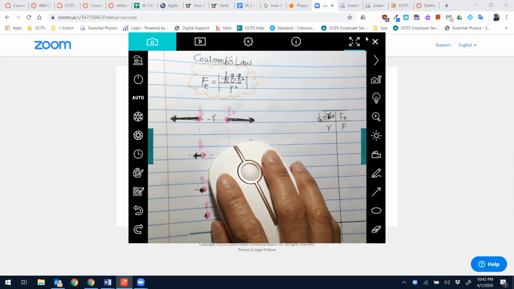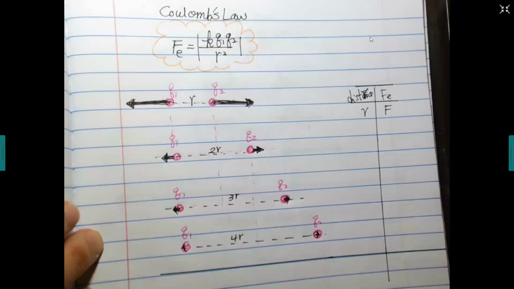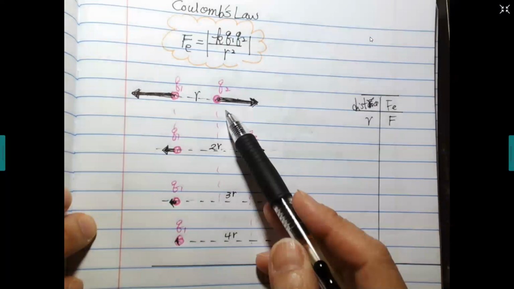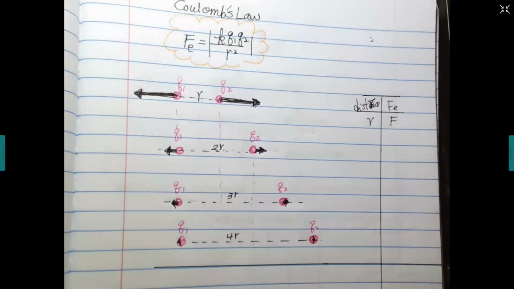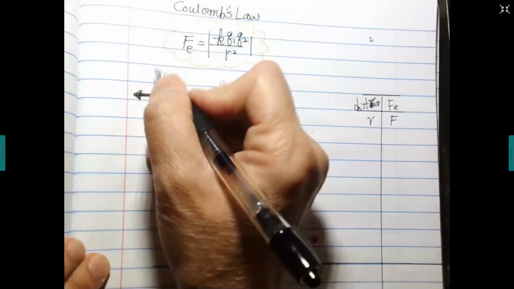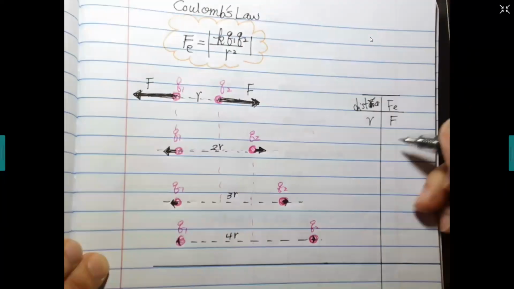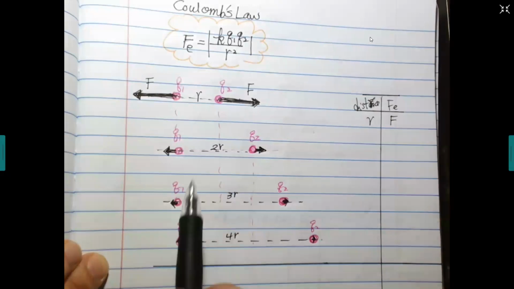We are going to talk about how distance and charge affect the electric force between two charged objects. As shown here, I have Q1 and Q2. When they are separated by a distance r, the repulsive electric force between them will be this strong, and I'm going to label them F and F because they are action and reaction, equal in magnitude and opposite in direction. If the distance between them is doubled, like this one right here.